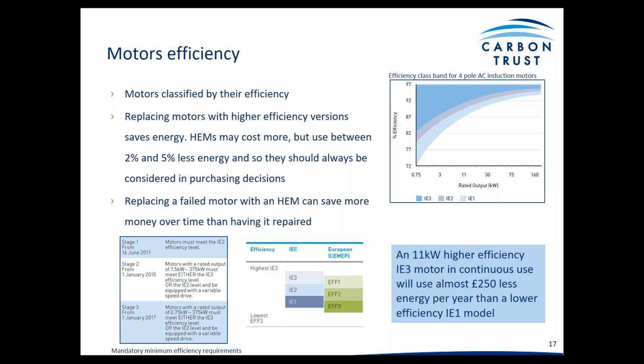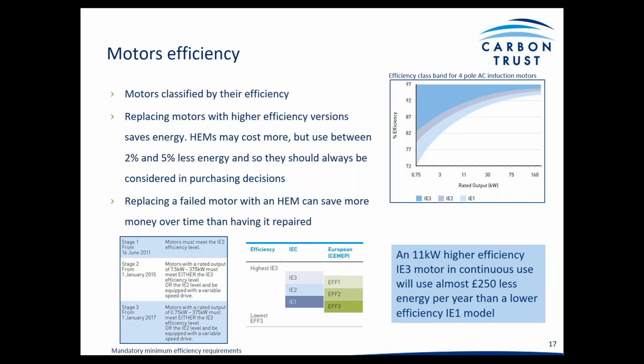There are 2 main ways to classify motors: the IEC and the European CEMEP. They are slightly different, but most of them overlap. So in terms of IEC, we've got IE3, 2, and 1, and EFF1, 2, and 3 from the European classification.